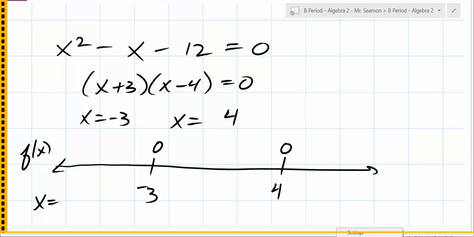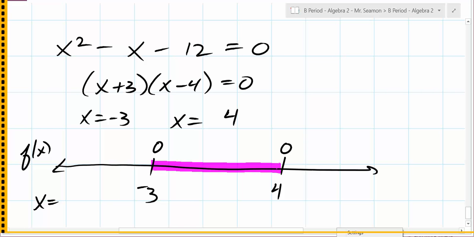No. How many times can a quadratic cross the x-axis at the most? 2. Are there any other places? No. So what does that mean about all the values between here and here? Can any of them be equal to 0? No. What about the ones right here, the blue region? Can any of them be equal to 0? No. And can any of them be equal to 0 here? No. We found the only places where the function is equal to 0.